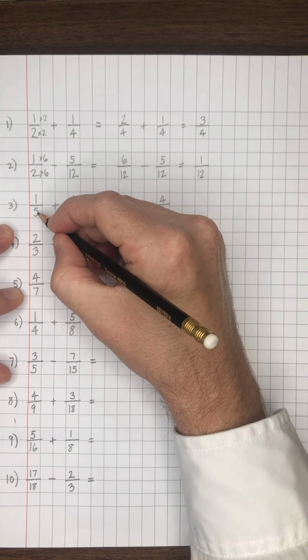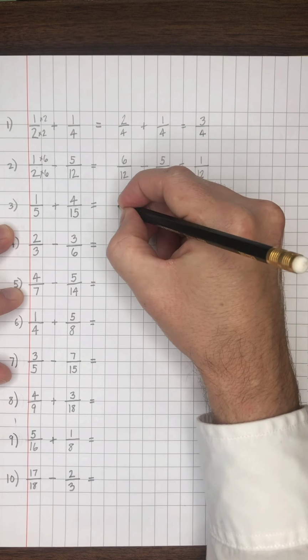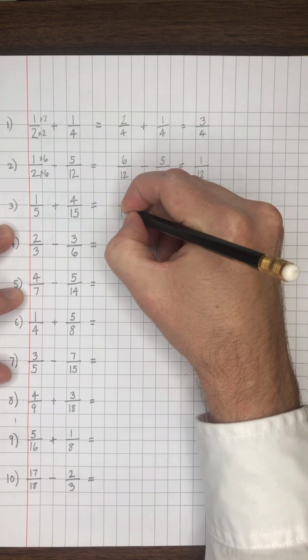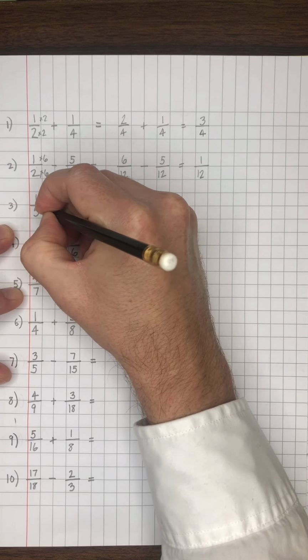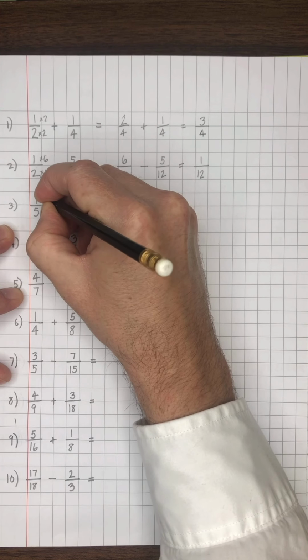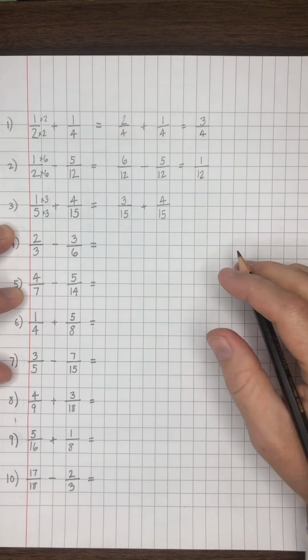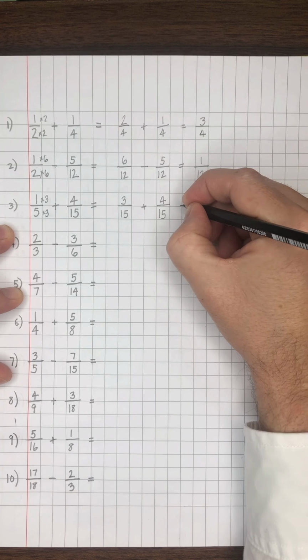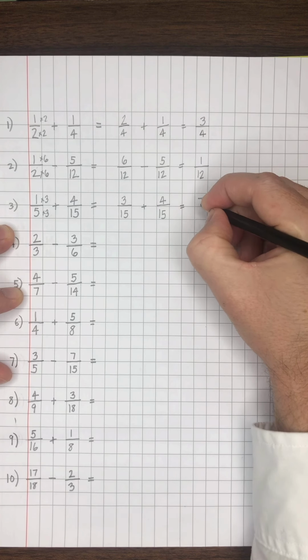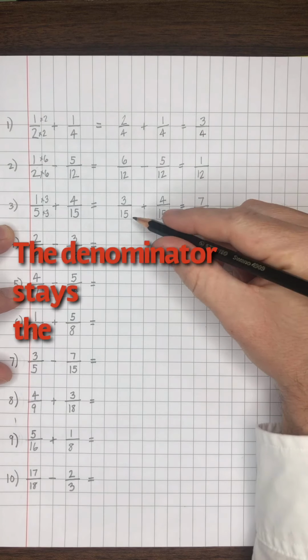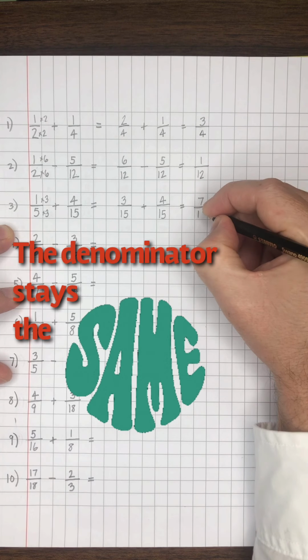We know now that the equivalent fraction, to get to 15, we multiply by 3. Whatever we do to the denominator, we do to the numerator. 1 times 3 is 3. Now we have like fractions we can add. When we add the numerators, we get 7, and the denominator stays the same.